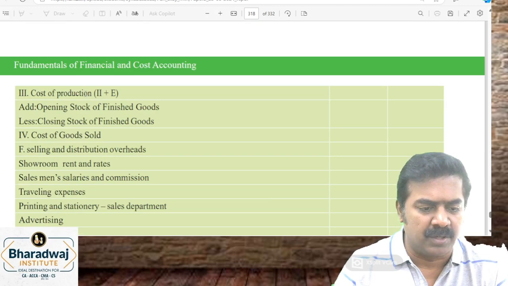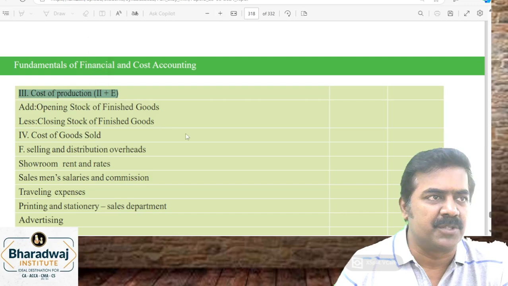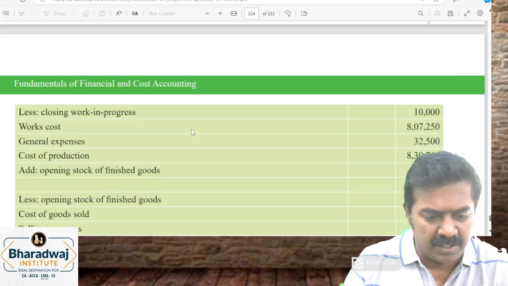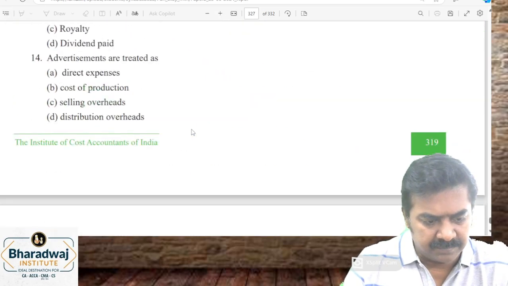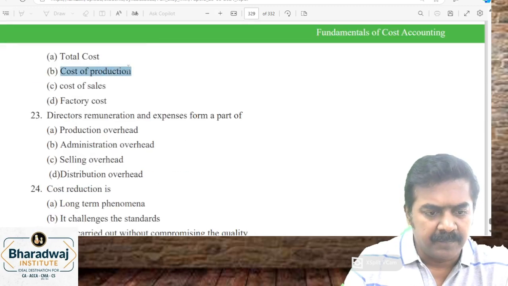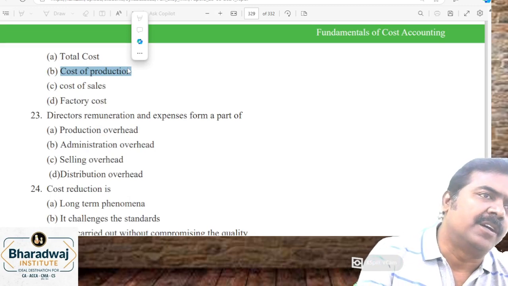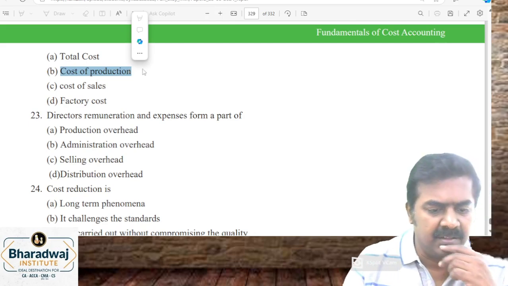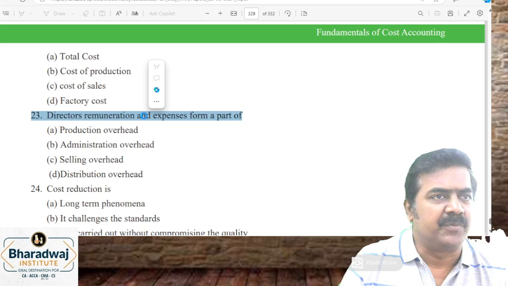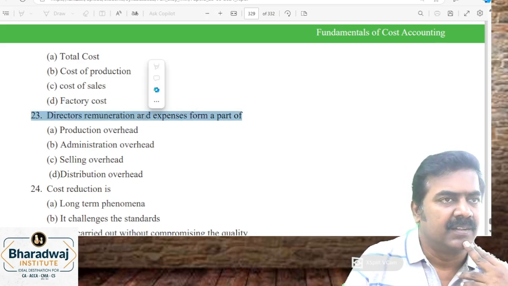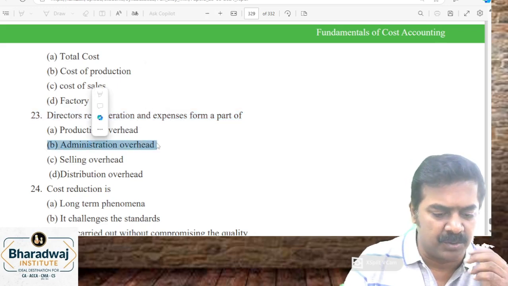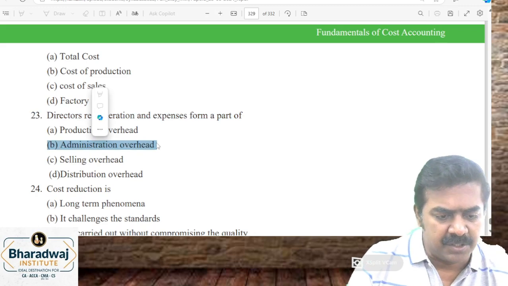Works cost plus administration overheads is known as which one? Cost of production. We saw this in the cost sheet. Works cost plus administration overheads is known as cost of production. Director's remuneration is part of which? Are they for selling, for factory, or for administration? Directors take care of administration. Director's salary is part of administration overheads.